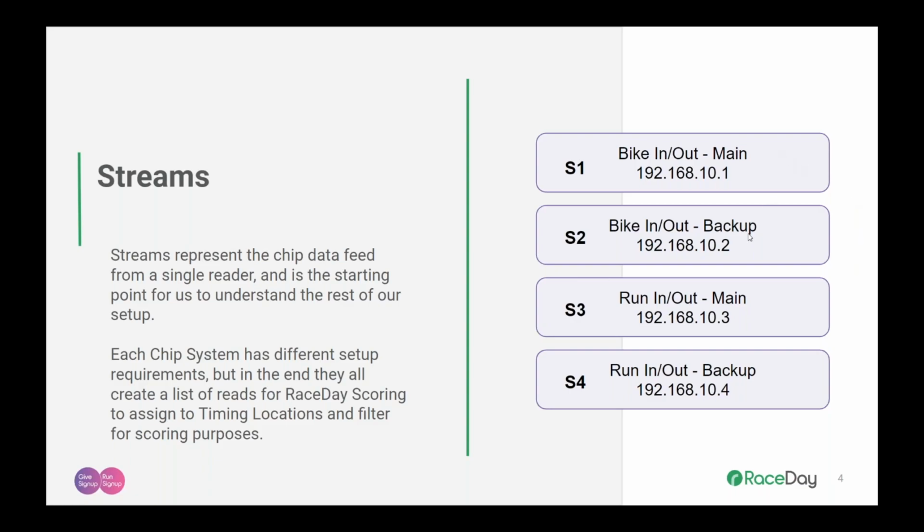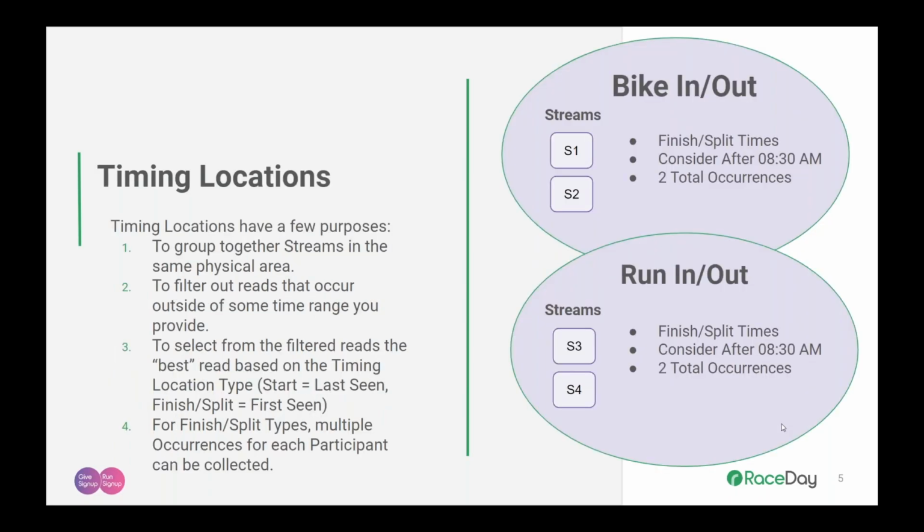In this scenario, you have a transition where you have a main and backup for bike in and bike out, and a main and backup for run in and run out, or swim finish, run start. Keep in mind that all of you are going to have different setups, so the number of streams may be very different, but the number of timing locations might be more similar.